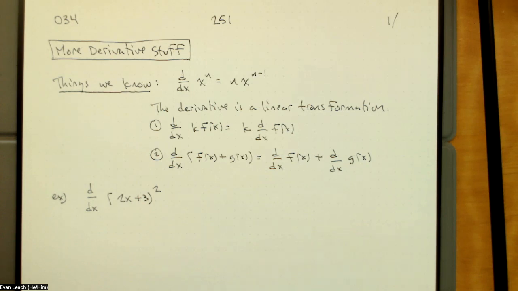So here I don't have just a power of x. I've got a power of this binomial. Right now, we don't know the chain rule. So if you know the chain rule, pretend that you don't know the chain rule for a while. When we look at this problem, we can see it's just 2x plus 3 to the second power. If I just expand this, then I will be looking at a bunch of terms that are powers of x.